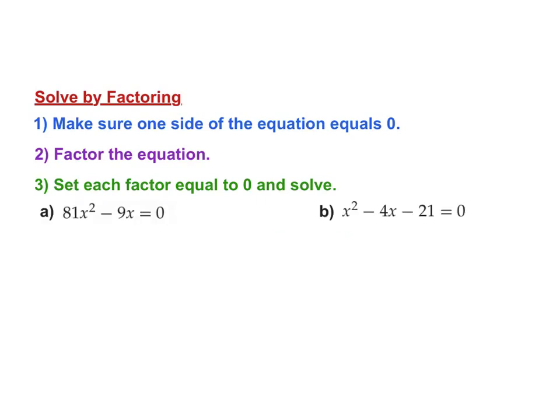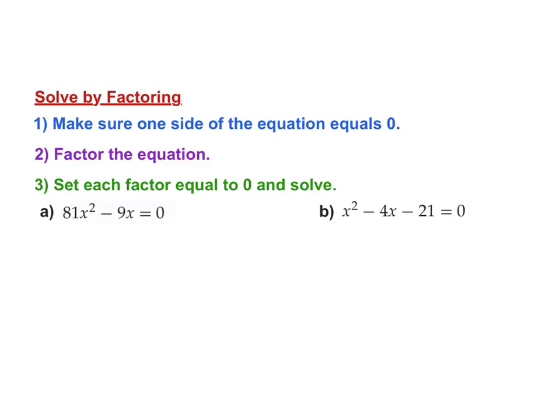Here are two examples that we're going to work through. Okay? I've set them up for you so that one side is already 0. I've done step 1 for you. What I want you to do is steps 2 and 3. So factor each equation and then set each factor equal to 0 and solve. So see if you can come up with your solutions. My guess is you've done this before too.